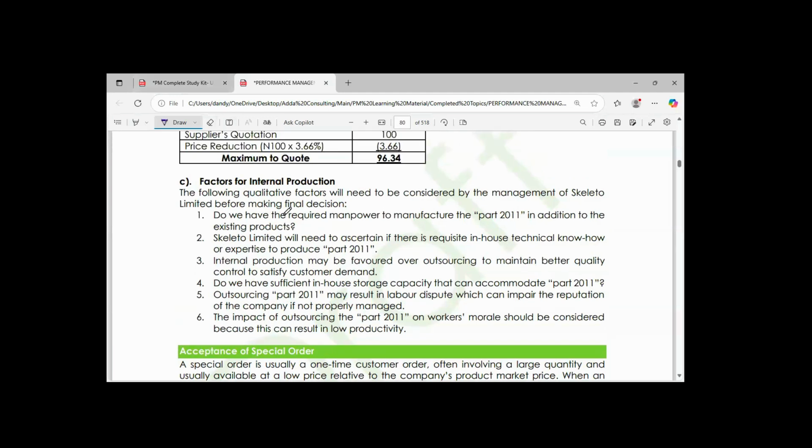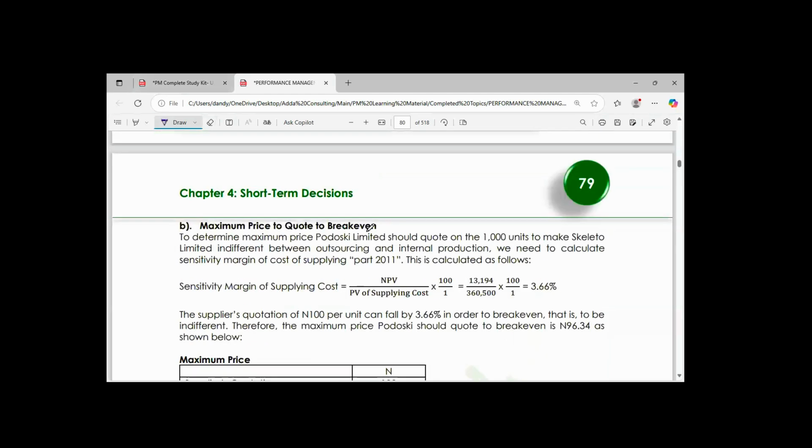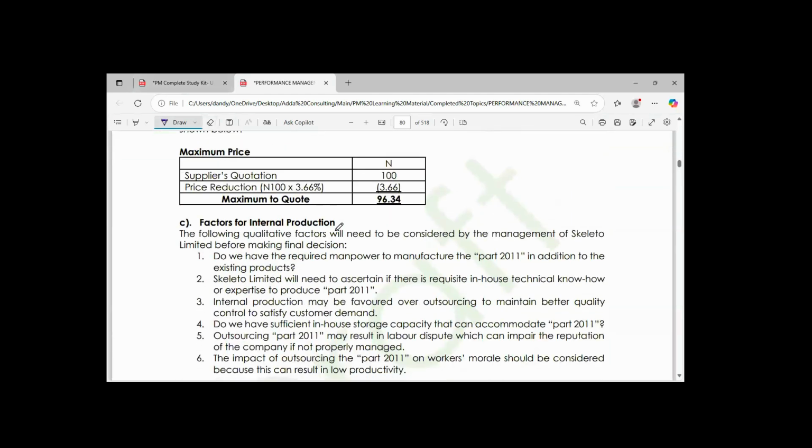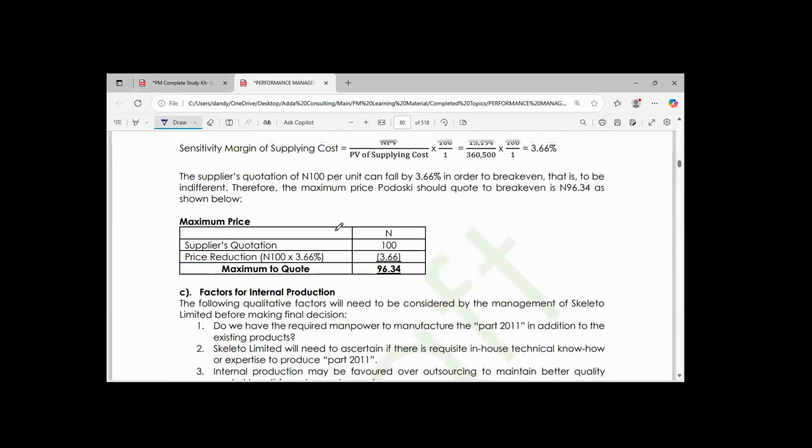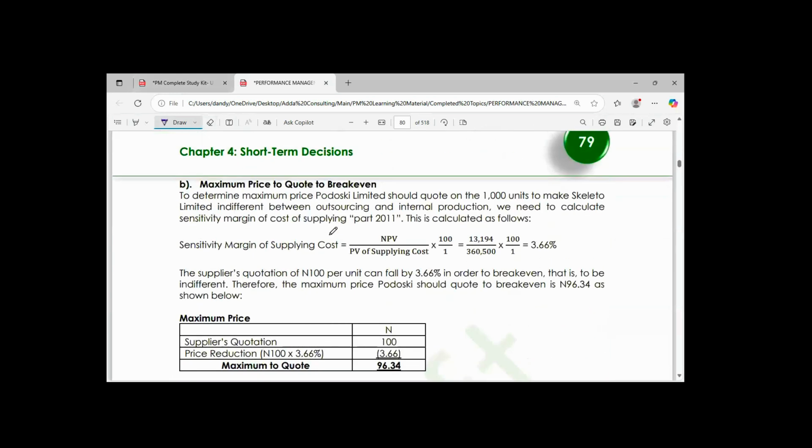Okay, so these are all the factors that need to be taken into consideration as far as this question is concerned. So this is where we are going to call it a day. In our next class, by the grace of God, we are going to do acceptance or rejection of a special order, and that will be the last area we touch in short-term decisions before we move to optimal product mix. Finally, let me hear from you if you have any question before we close the class for today.